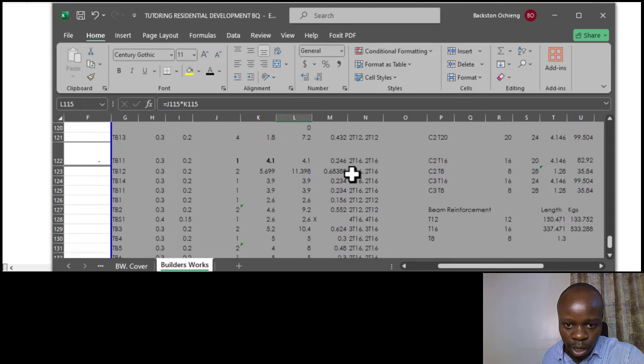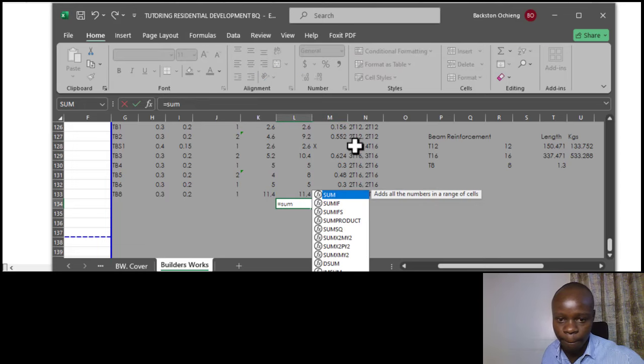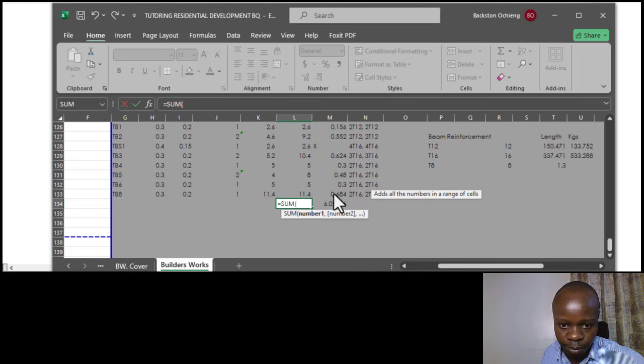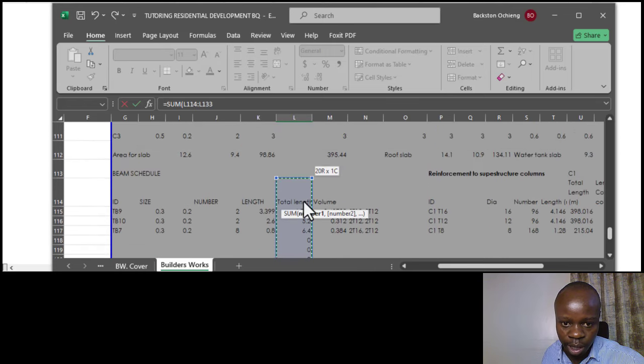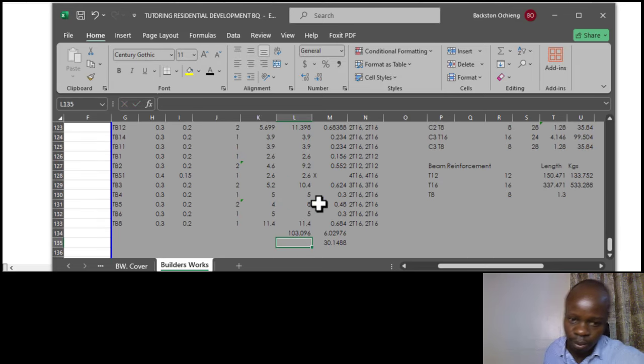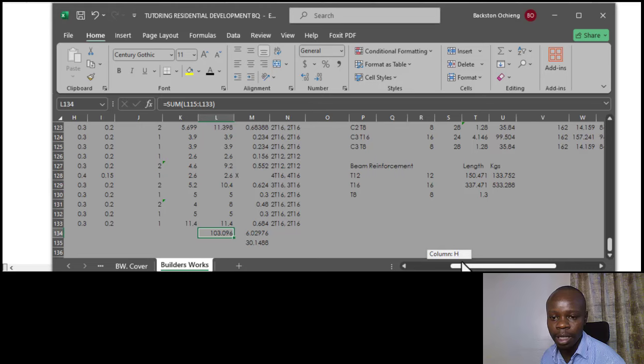So this is the total length that we need to add. We get equals, then sum, double click, then you drag your cursor that way until the end. That is it. So the total length of all the beams that you have here is 103.